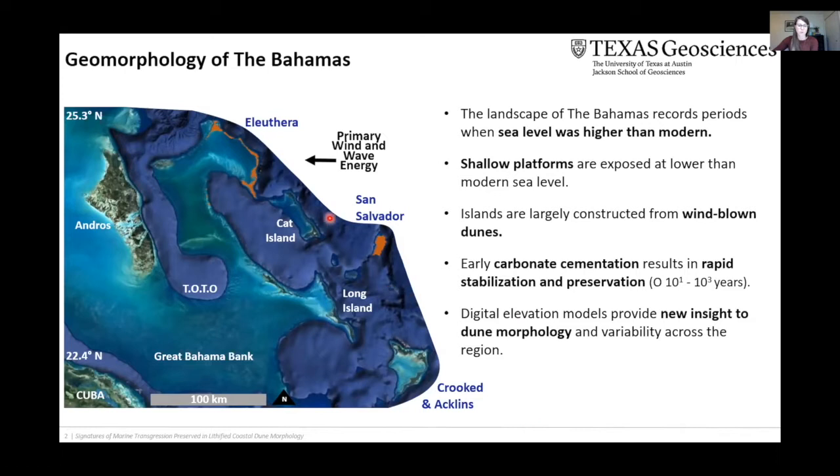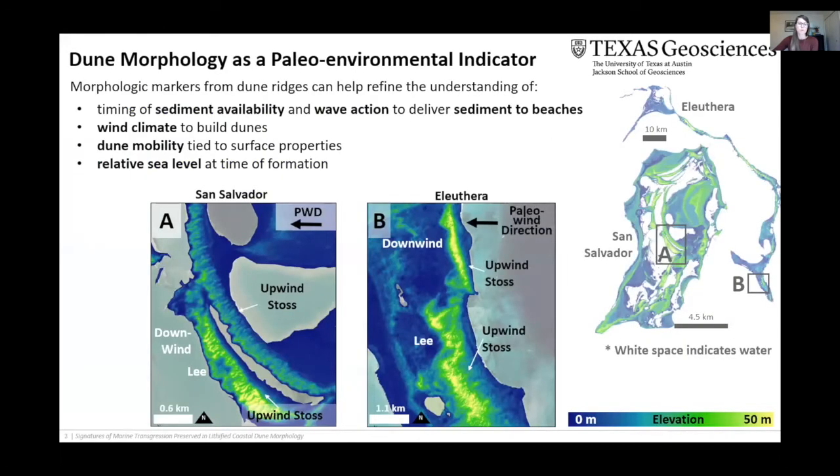Both are on the windward or eastern side of the archipelago and are subjected to a lot of wind and wave energy from the open Atlantic Ocean to the east and to the north. So digital elevation models have revealed the extent and variability of dune ridges across the region. And a valuable characteristic of these aeolian dunes is that when coastal dunes are active, they're extremely sensitive to environmental controls.